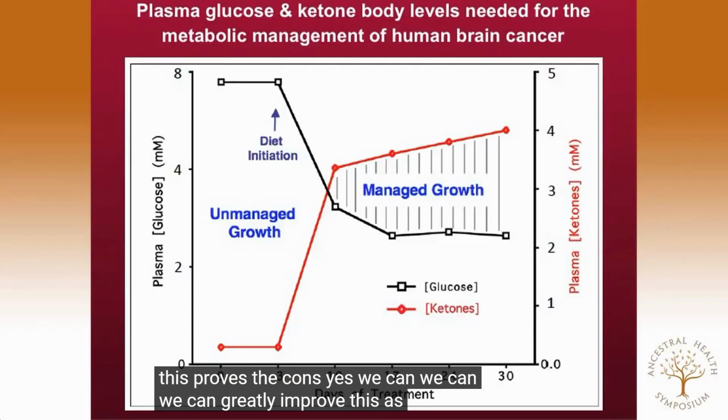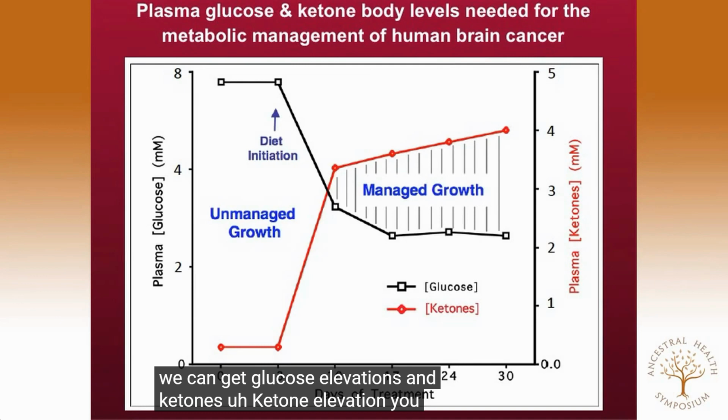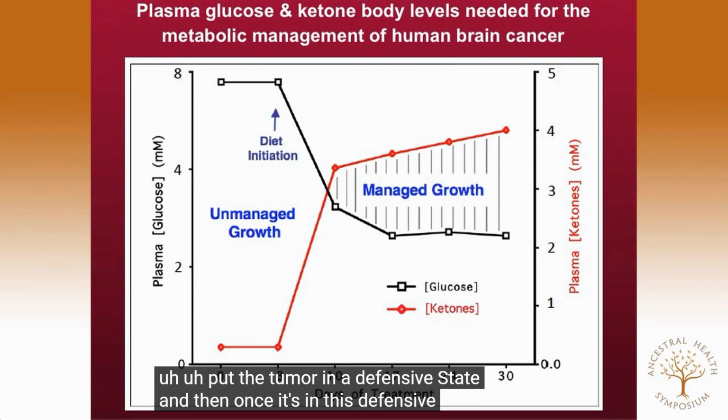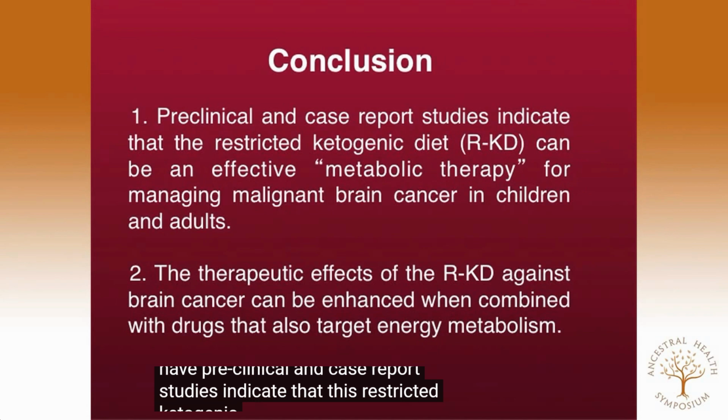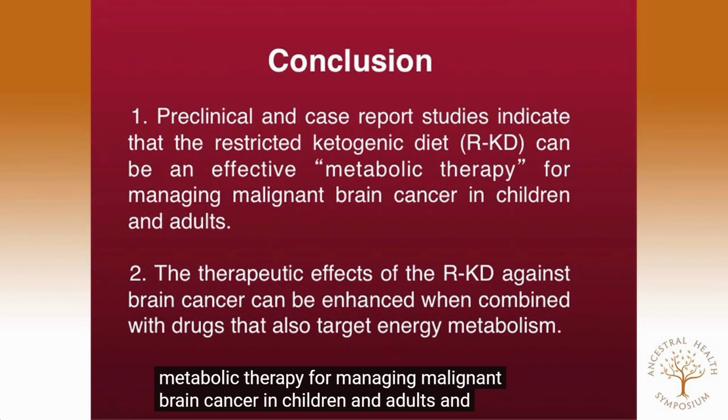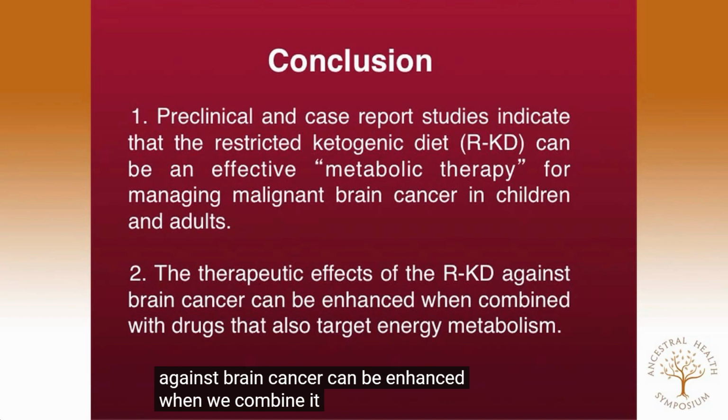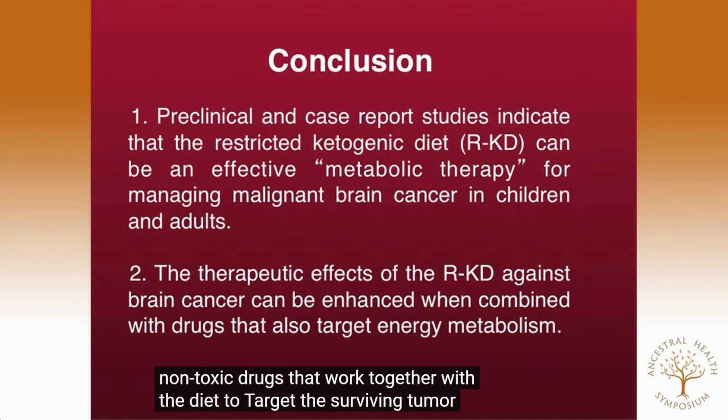As long as we can get glucose lowering and ketone elevation, you can put the tumor in a defensive state. And then once it's in this defensive state, we go after the tumor with specific drugs to put additional pressure on the cells. So we have preclinical and case report studies indicating that this restricted ketogenic diet can be an effective metabolic therapy for managing malignant brain cancer in children and adults. And the therapeutic effects of the diet against brain cancer can be enhanced when we combine it with specific non-toxic drugs that work together with the diet to target the surviving tumor cells.